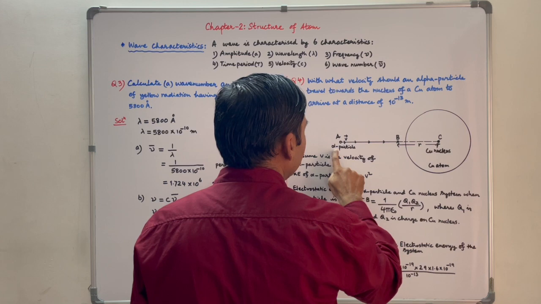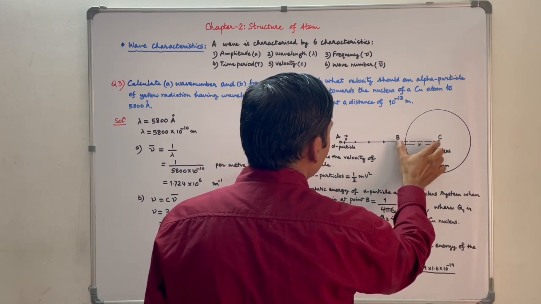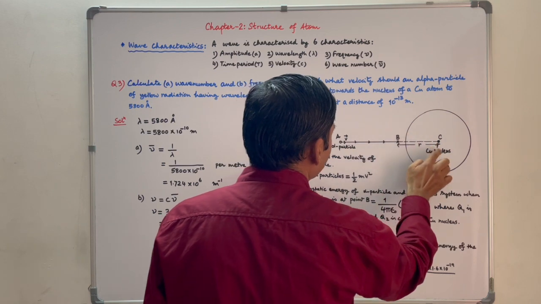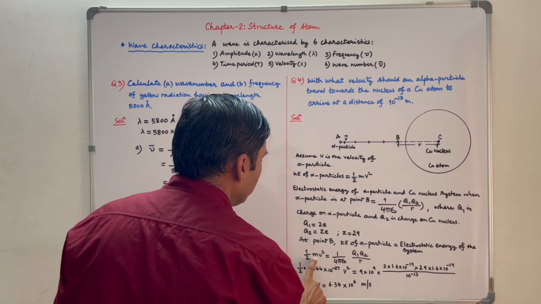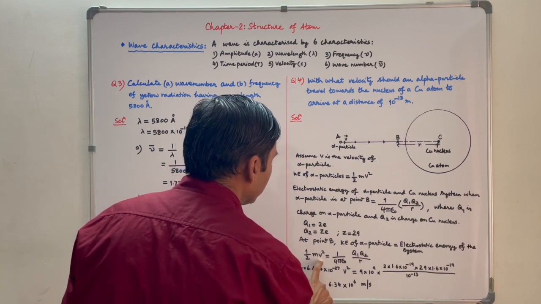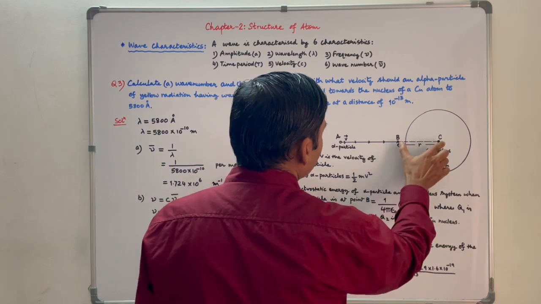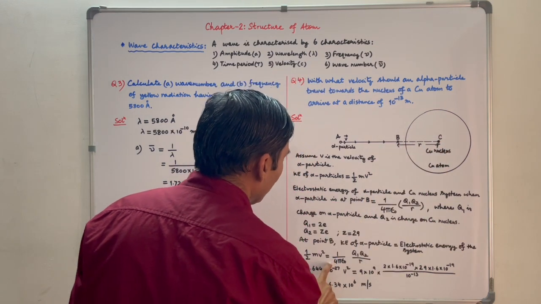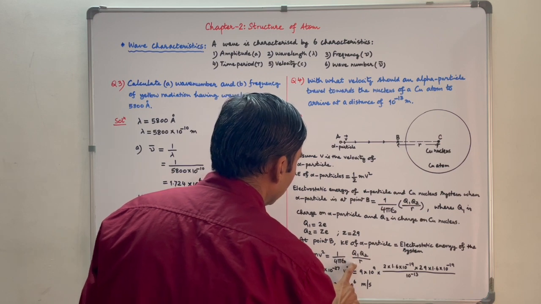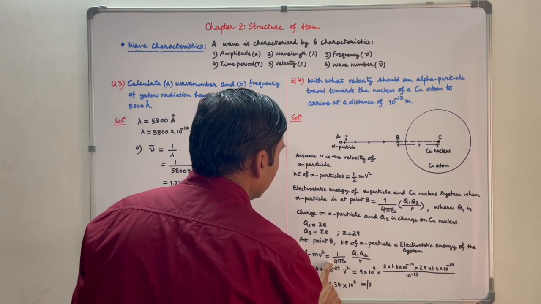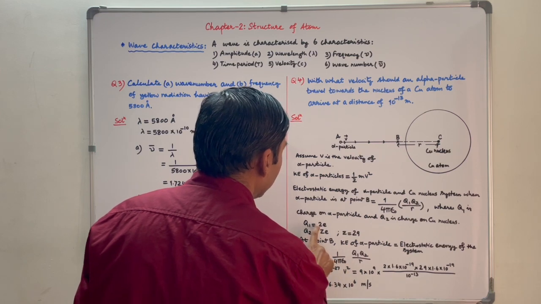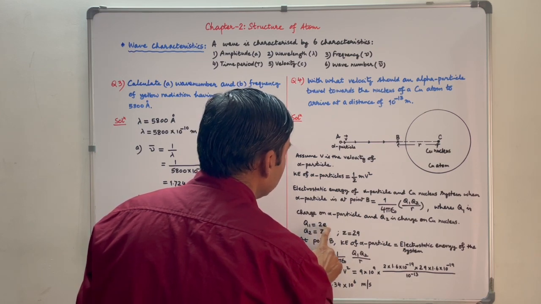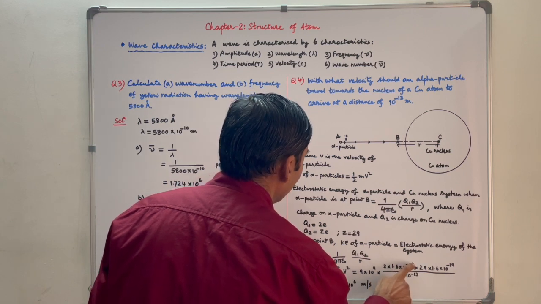the kinetic energy of the alpha particle to the electrostatic energy of the two particle system, that is, the alpha particle and the copper nucleus. Kinetic energy of the alpha particle is given by half m v square, where m is the mass of the alpha particle and v is the velocity of the alpha particle. Electrostatic energy of the two particle system is given by 1 by 4 pi epsilon 0 q1 q2 upon r. 1 by 4 pi epsilon 0 is a constant whose value is 9 into 10 to power 9 Newton meter square per coulomb square. Q1 is the charge on the alpha particle, that is plus 2e. Value of e is 1.6 into 10 to power minus 19 coulomb.